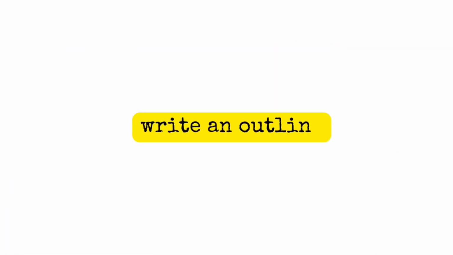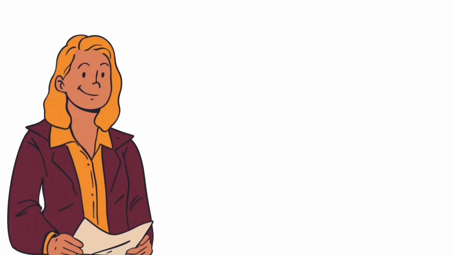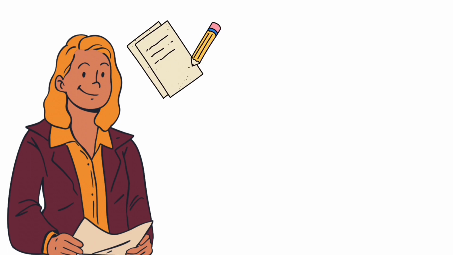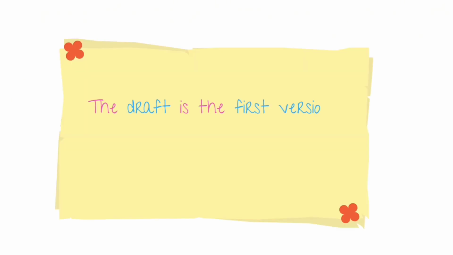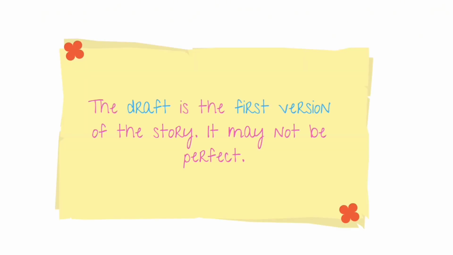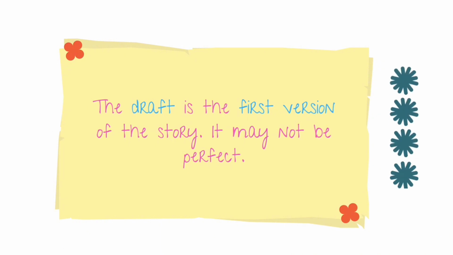Then they write an outline. An outline helps a journalist to organize their thoughts and ensure that their story has a clear structure. Then they write a draft. The draft is the first version of the story. It may not be perfect, but it should contain all of the main points of the story.